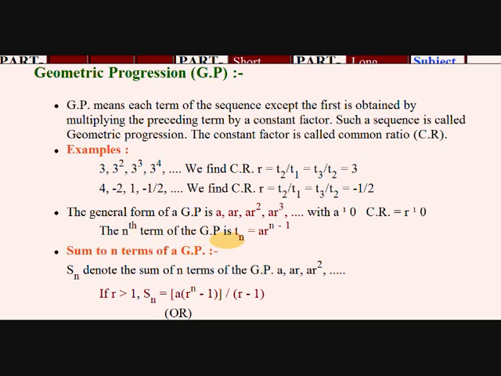The nth term of a GP is denoted by Tn, that is equal to A R to the power n minus 1. Look at this: Tn, the nth term, is going to be A, the initial term, times R, the common ratio, to the power n minus 1, the nth term minus 1. Remember, this is a very important formula.